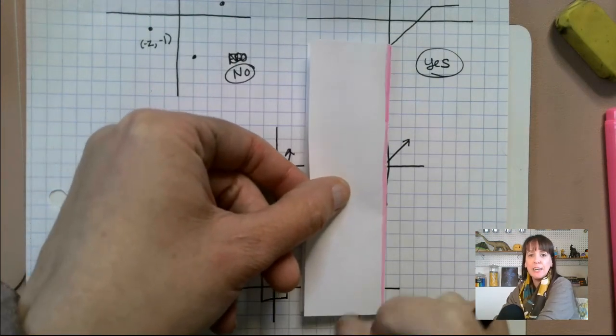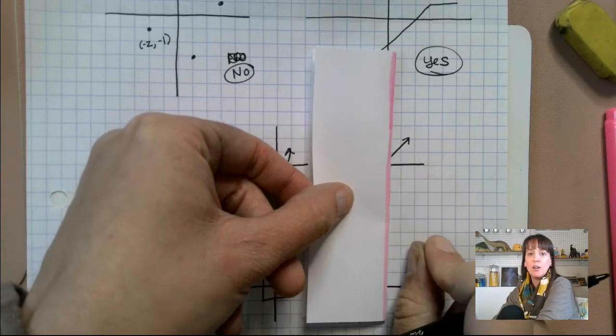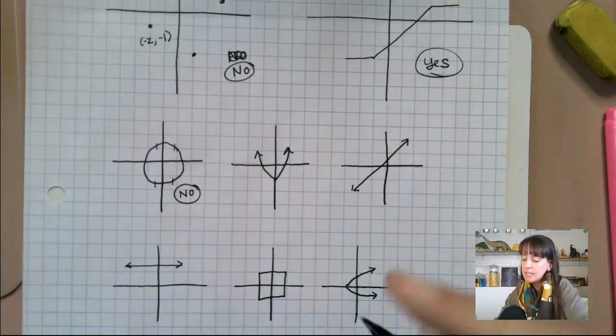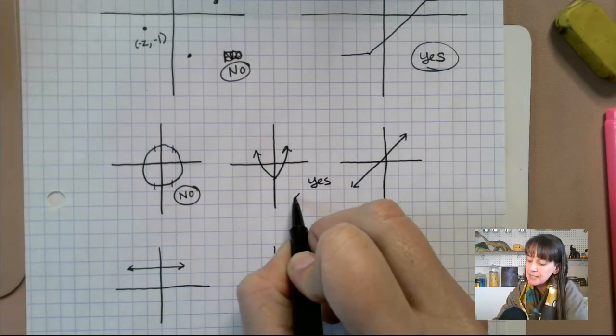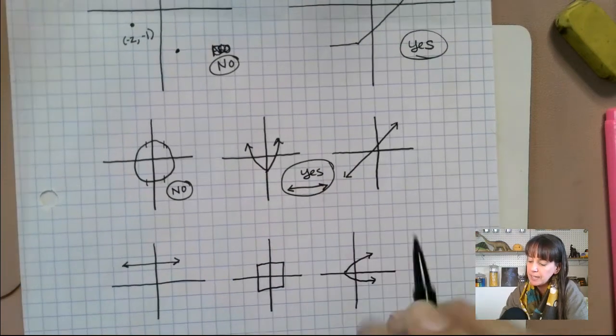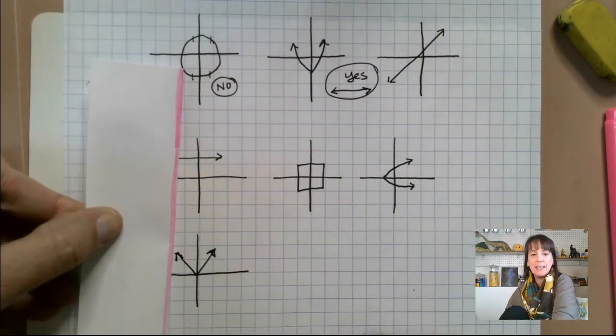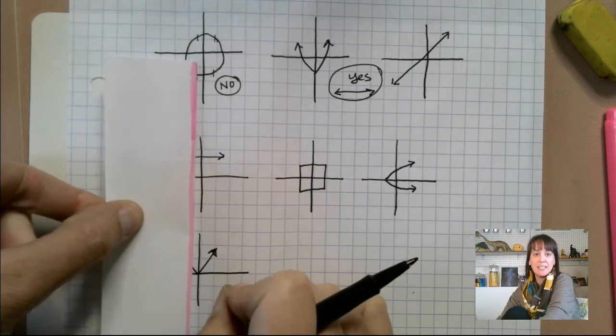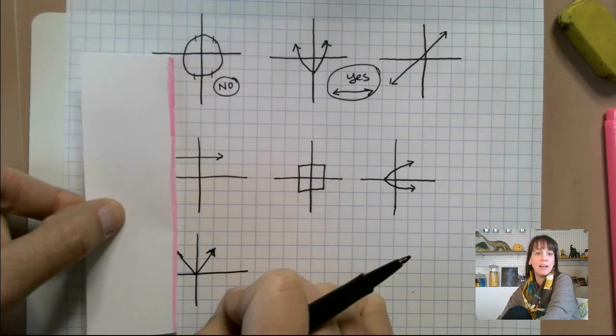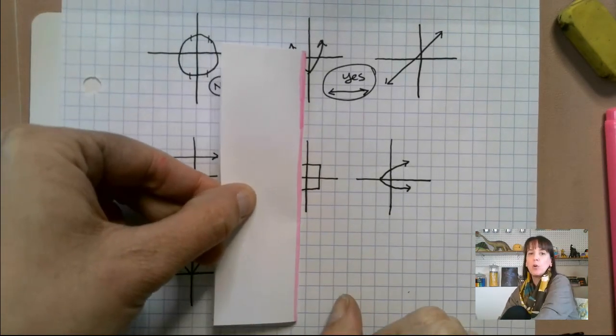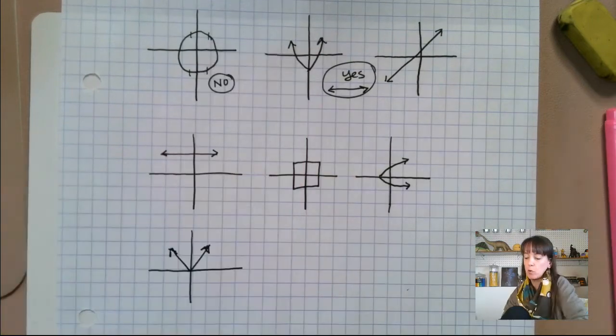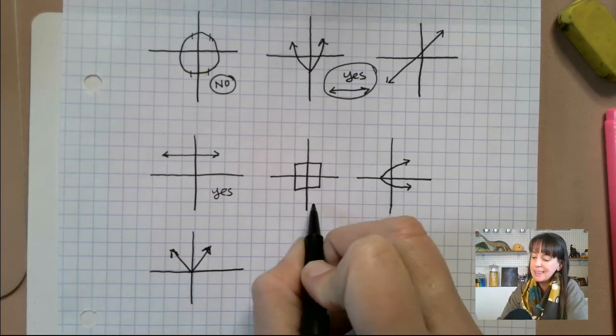Same with our line over here. So you see that it's not crossing more than one time. So yes to both of these guys. They both pass the vertical line test. This line absolutely passes the vertical line test. It doesn't go more than one time. This square here would not pass the vertical line test because it passes more than once. So this is a yes. This guy is a no.